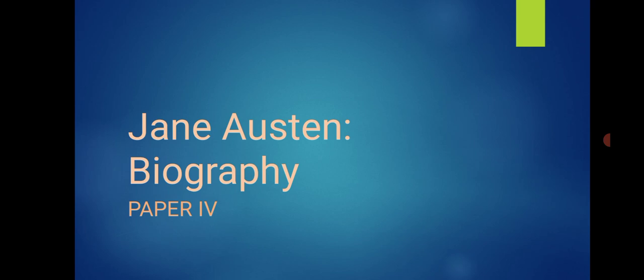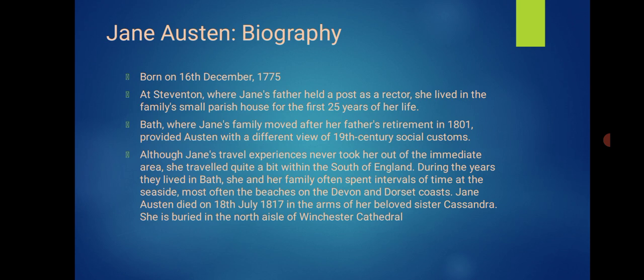Students, Jane Austen was born on 16th December 1775 in Steventon, where her father held a post as a rector. Jane lived in the family's small parish house for the first 25 years of her life. Here she led a quiet but pleasant existence, spending time at home or visiting with local families of similar social status. She attended parties and dances at many of the local grand houses, including the Vyne, that is now owned by the British National Trust, a registered charity founded in the year 1895 to preserve places of historic interest.